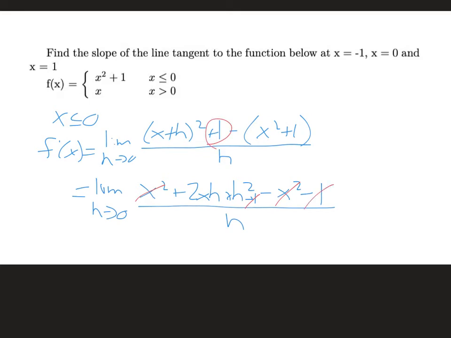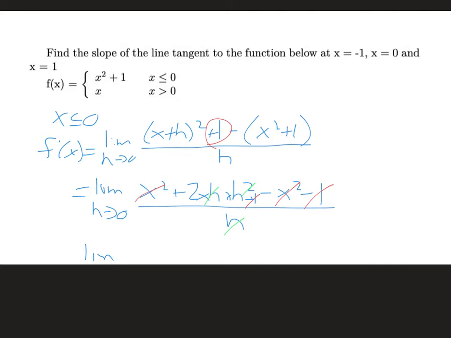He cancels. And so then everything that's left in the numerator has an h in it. Everything that didn't have an h got canceled out. So that means if everything has an h, I can divide out that h from the denominator. And now, because h approaches 0, I can plug in 0 for the one remaining h. We did a lot in that step already, so let's go ahead and write it out.